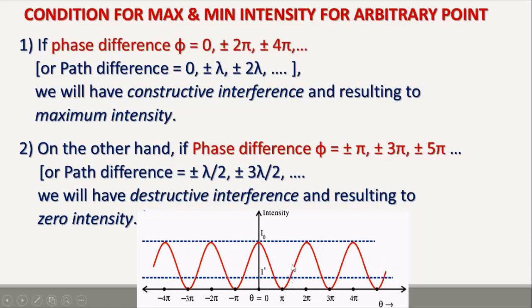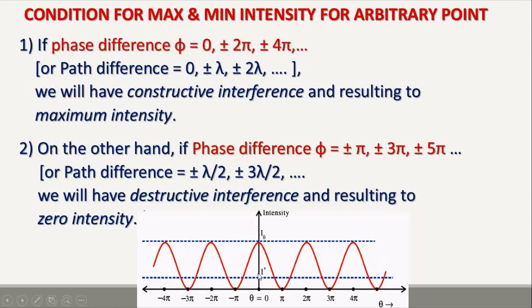Immediately after this dark region you will have a bright region for the value of 2 pi. Then you will have one more bright region on the left side. This is plus 2 pi, a bright region on the right side, and for minus 2 pi you will have a bright region on the left side. Immediately afterwards you will have plus or minus 3 pi. For plus 3 pi you will have a 0 intensity dark region on the right side, and for minus 3 pi you will have 0 intensity or a dark region on the left side.